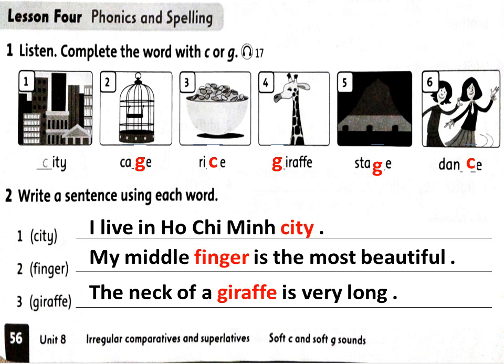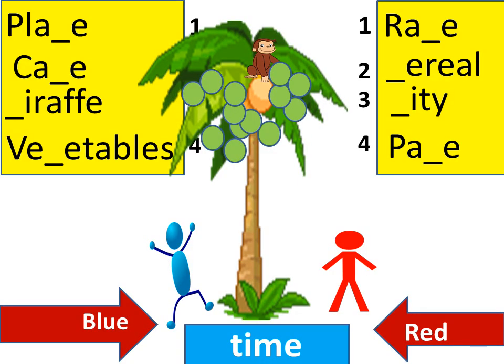Now let's move on to a game to relax. To reinforce the knowledge you have just learned, we will play a game called Coconut Baking Game. I invite Red and Blue to play this game. My game is played as follows. Red and Blue have to complete the words with C or G and get coconuts and pronounce all the words. We have 20 seconds to complete these words. Whoever finishes first and right wins the game.